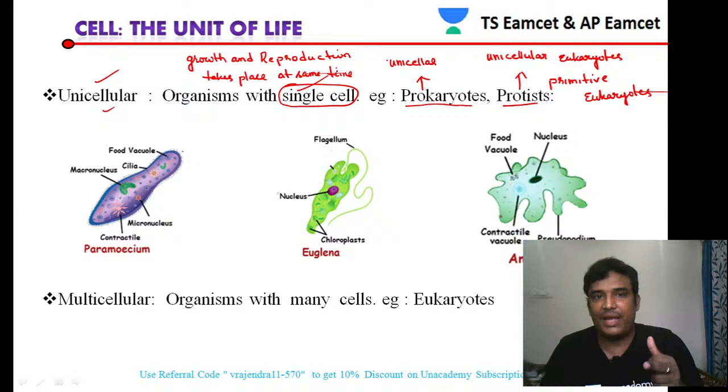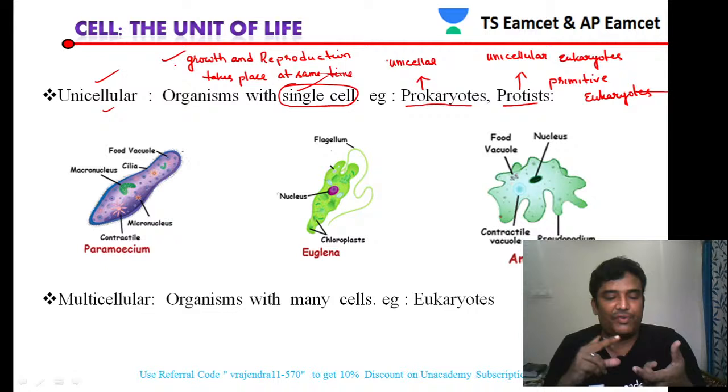That is an important character feature generally asked in multiple choice questions. The important character feature of unicellular organisms is that a single cell performs all the metabolic activities.